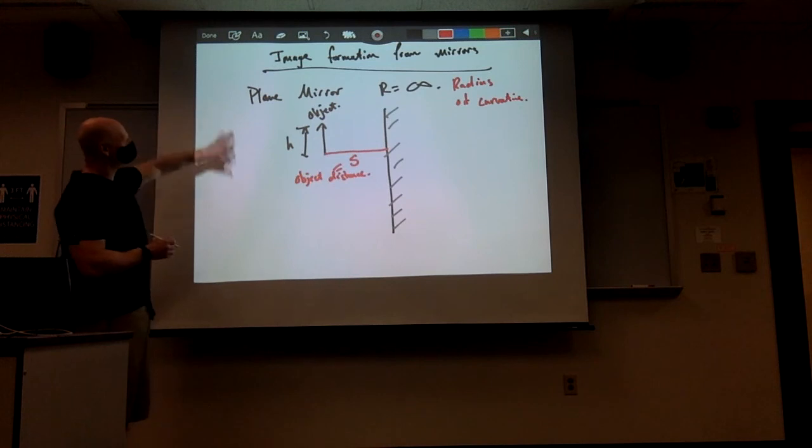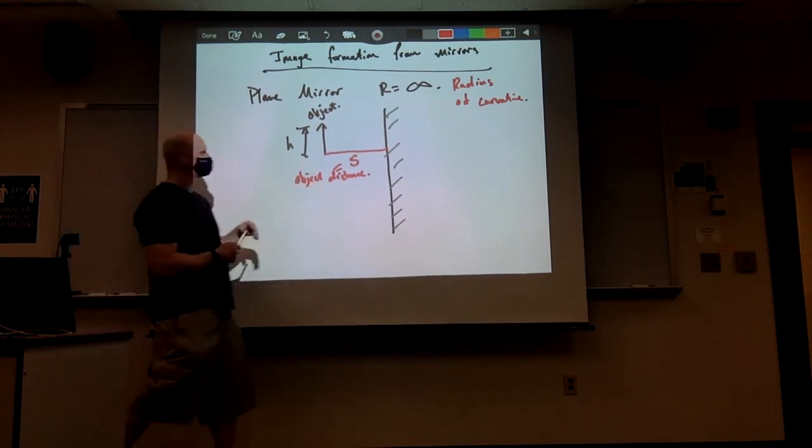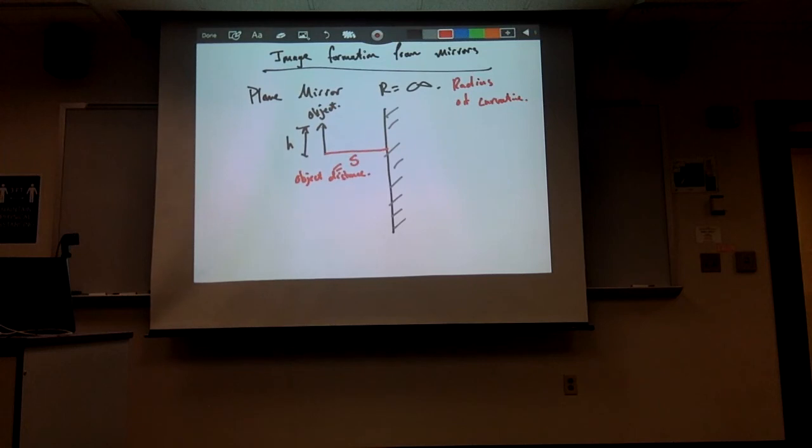So we want to know what type of image I'm going to create from this type of object. Let's say I have some rays. My first ray goes from here and hits the mirror at some stage. We know from the law of reflection that if this ray comes in at an angle, say theta 1, then it has to reflect off at exactly the same angle at which it came in. So this is my reflected ray, again at exactly the same angle theta 1.